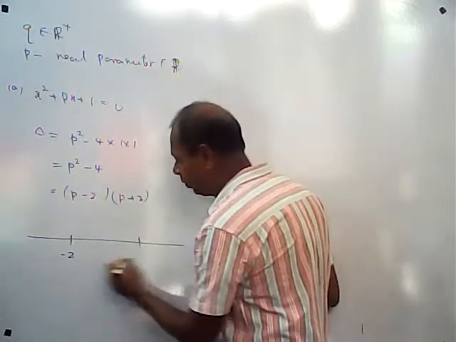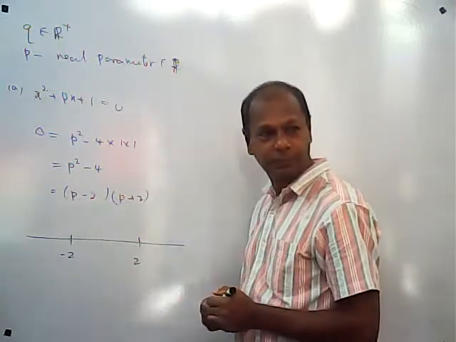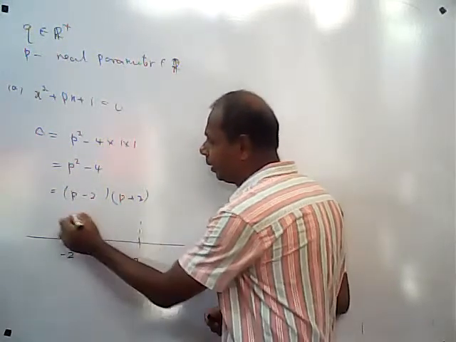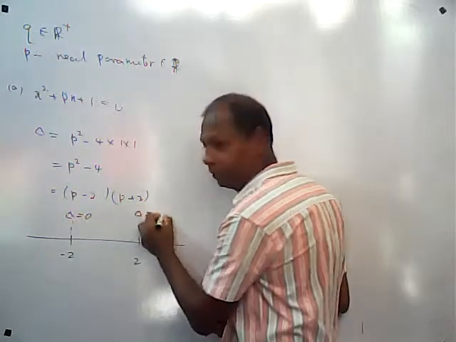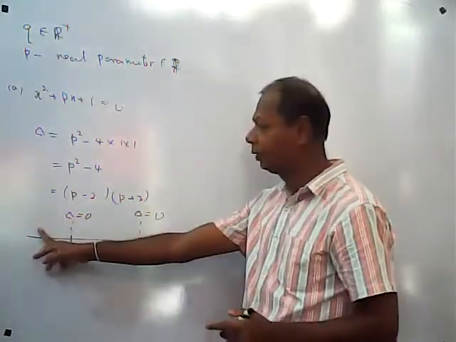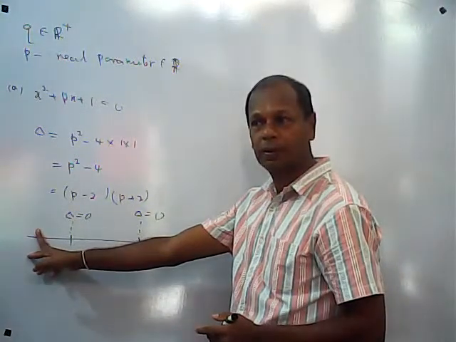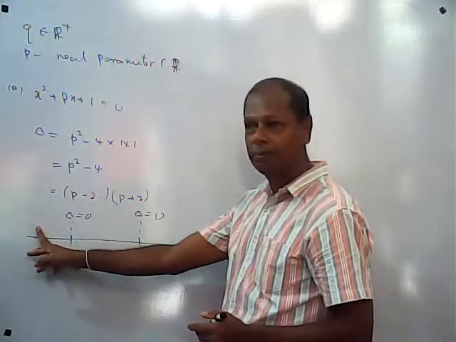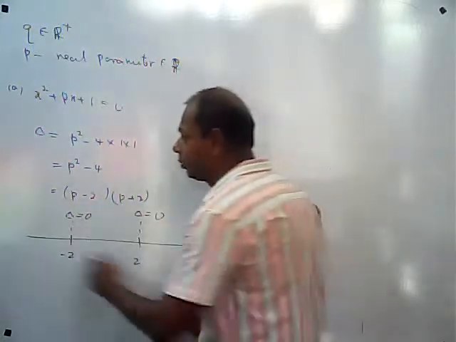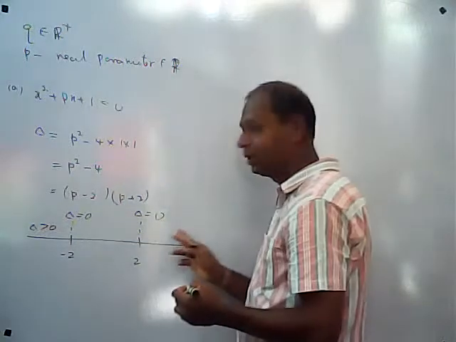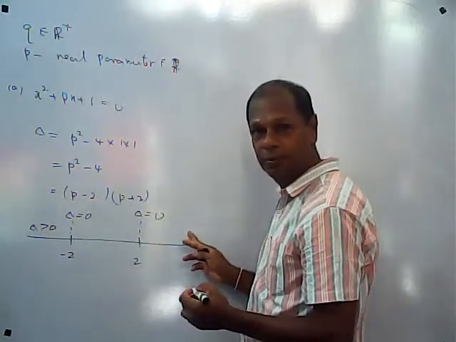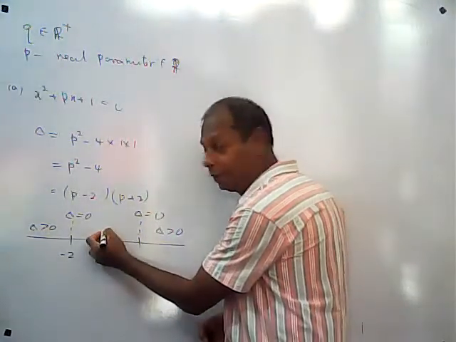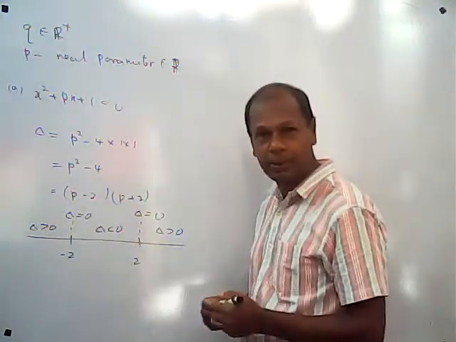Minus 2 and plus 2, then. What about delta? At these points, delta is equal to 0. Here, minus into minus, therefore it has to be plus. Positive left of minus 2, it is positive. What about it here, right of 2? Yes. In the middle, it will be minus. So now we can nicely explain, right?